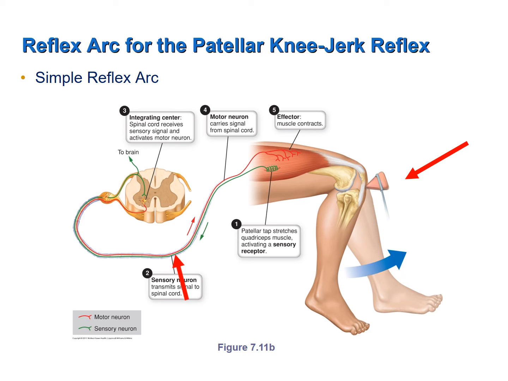In the spinal cord, integration occurs where the sensory neuron synapses with the motor neuron. The motor neuron then sends motor impulses to the quadriceps muscle, causing the quadriceps muscle to contract, and the knee is extended.